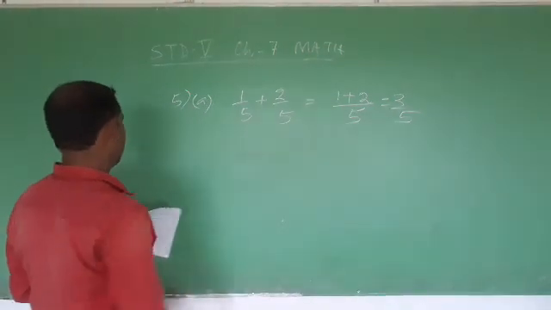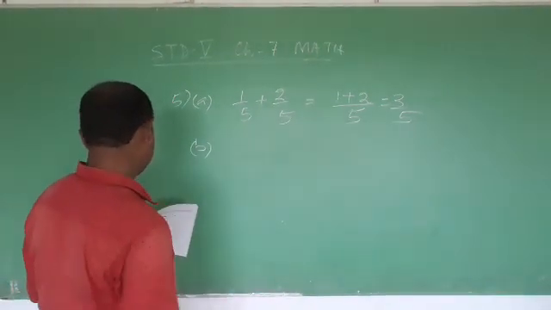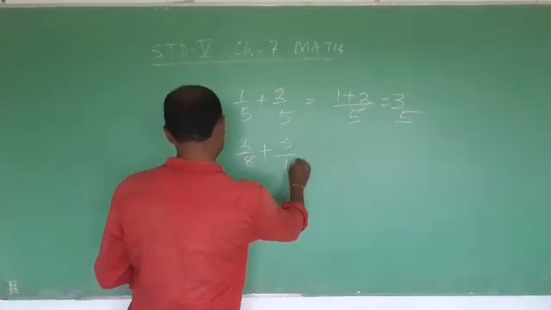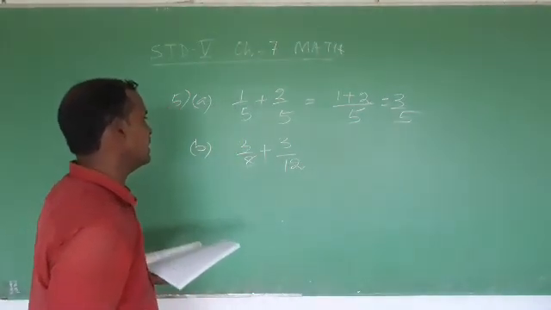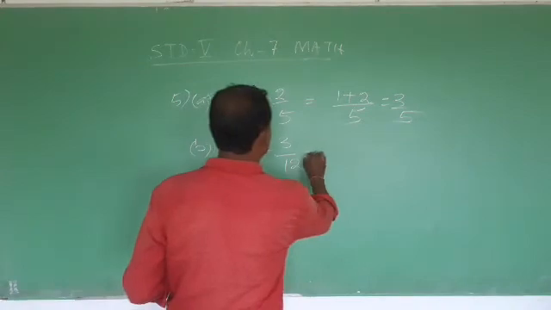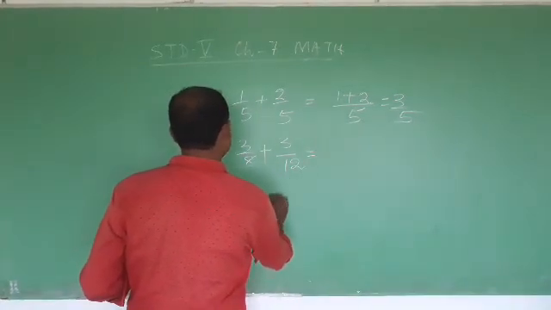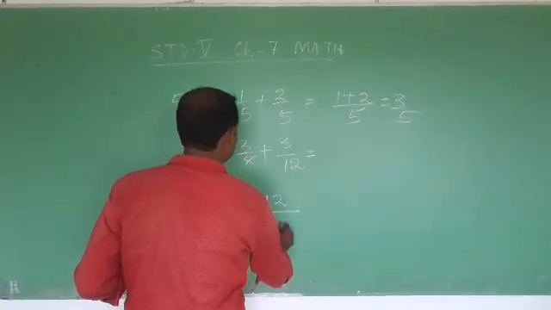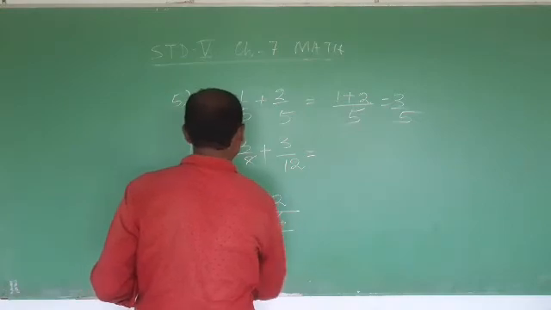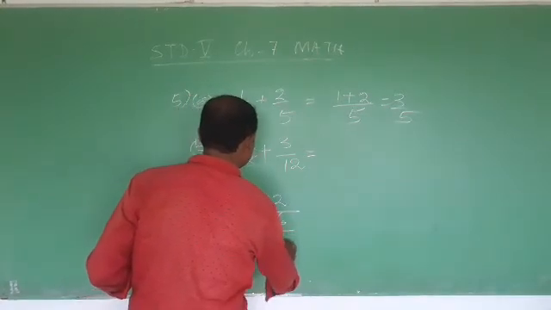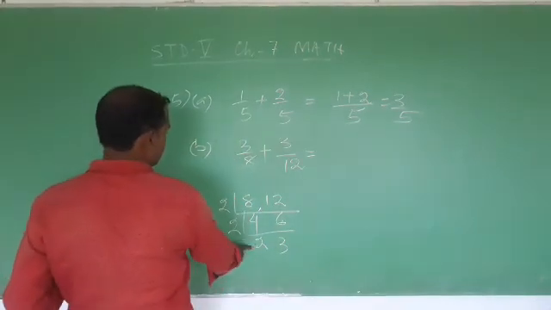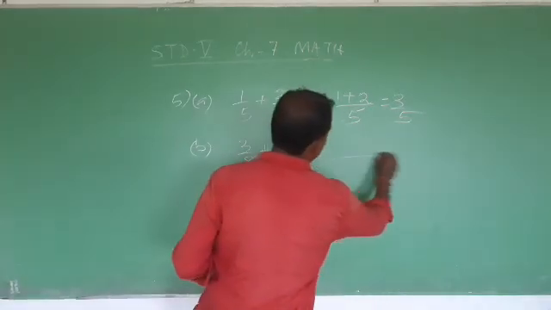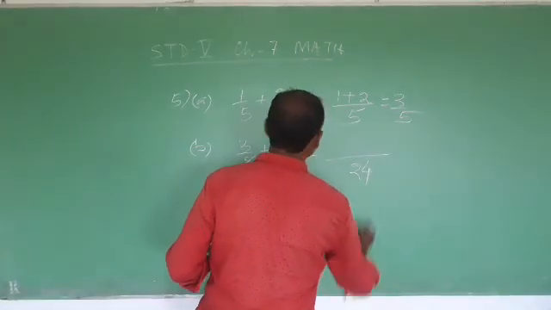Okay. Let's solve B. It is 3 by 8 plus 3 by 12. Here both the denominators are different. So first you take the LCM of 8 and 12 by the division method. 2 4 is 8, 2 6 is 12. Again you cut it by 2, 2 2 is 2, 2 3 is 6. So LCM equals 3 into 2 is 6, 6 into 2 is 12, 12 into 2 is 24. Here the LCM is 24.